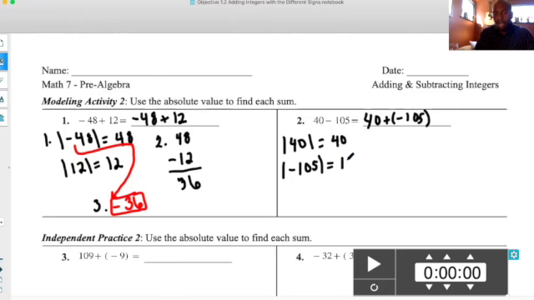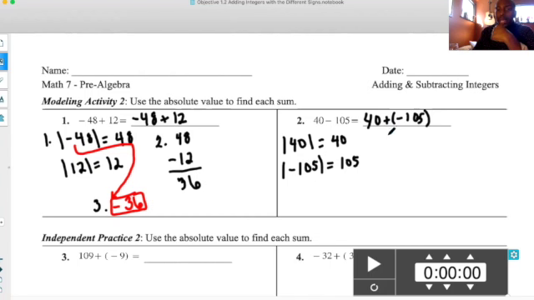Now notice, children, if you did not rewrite this as 40 plus negative 105, you would have ended up probably recognizing that as 105 here. And you would have missed out on recognizing the sign of the bigger number if you didn't put that negative there. So it's important that you rewrite it as addition so you can see the two numbers that you're dealing with and that they are different symbols.